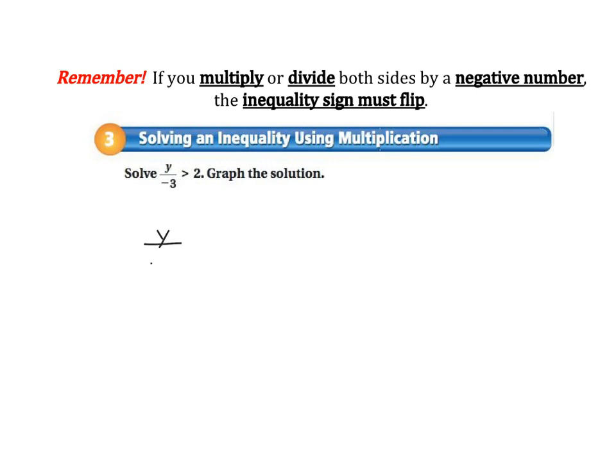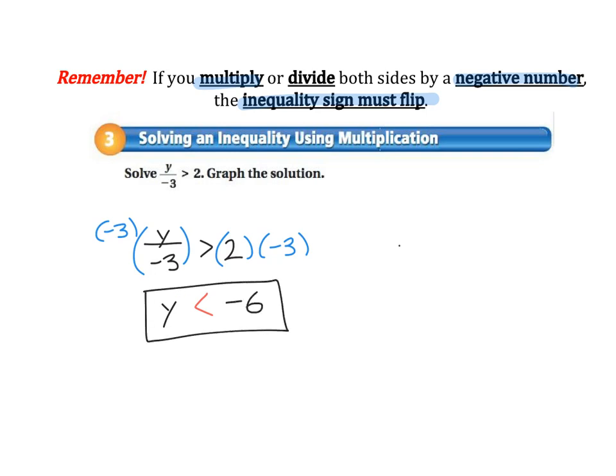We have y divided by negative 3 is greater than 2. Now the inverse of dividing by negative 3 is multiplying by negative 3. Now, since I am multiplying by a negative number, I need to flip my inequality sign. So my inequality sign is going to look like this. Notice it started as greater than, now it says less than. And now let's simplify what we have. We're left with 1y is less than negative 6. So this is our solution.